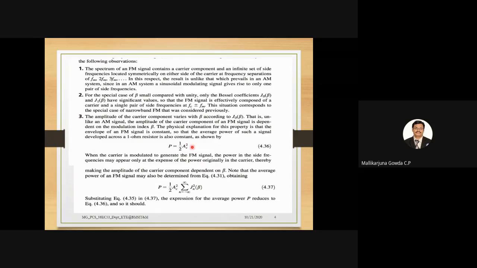I hope this point is clear. How do we say the power of the frequency modulated signal is the same as that of the unmodulated carrier signal? Because the amplitude of the carrier is kept constant here. Only the frequency of the carrier is varied. Okay. I'm not getting any response. Is this clear? Yes, sir. The power of the carrier signal and the power of the frequency modulated signal is the same.